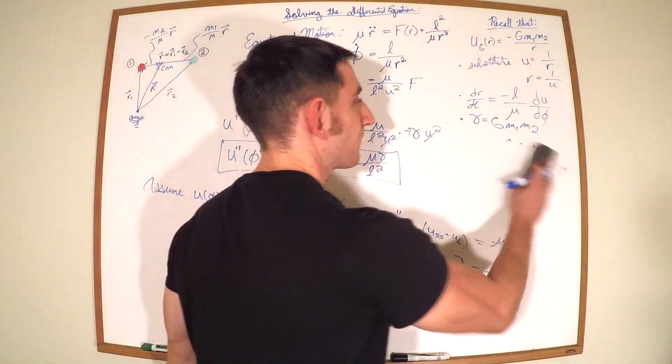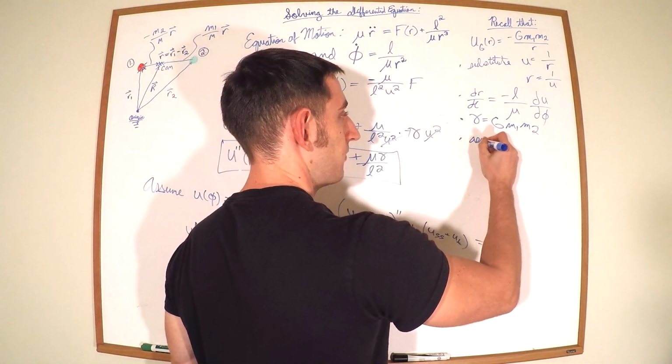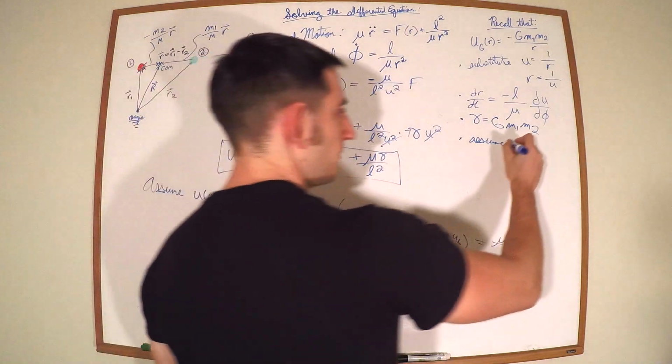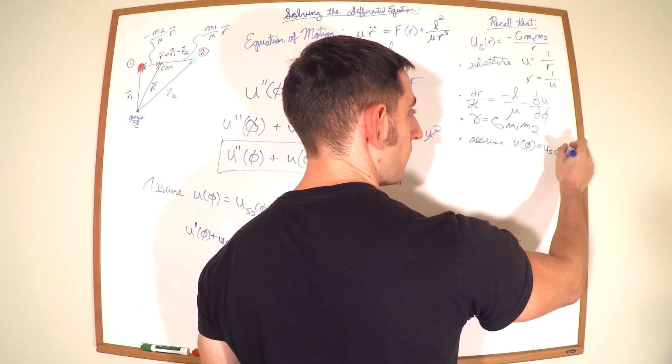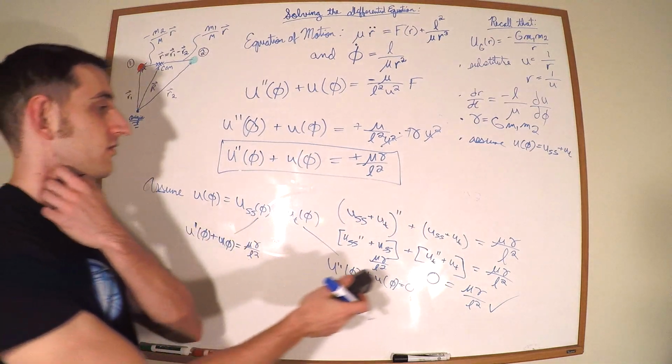I'm going to put our assumption up here, because we are running out of board space. We're going to assume that U equals U_SS plus U_T. Okay, so what that means is we need to solve this twice.